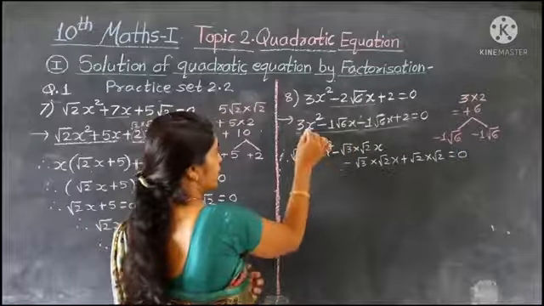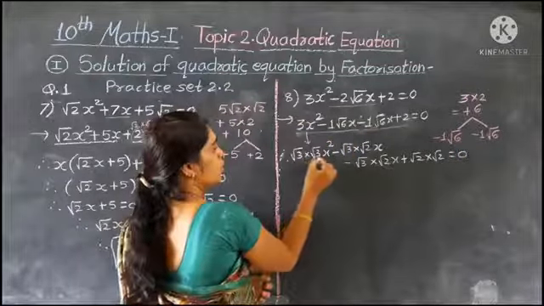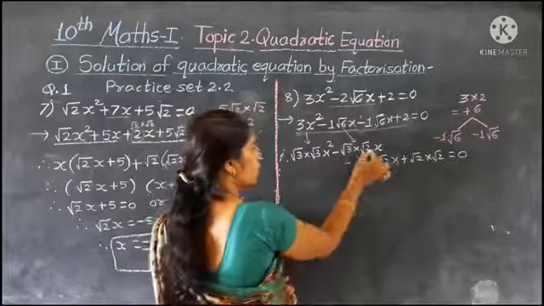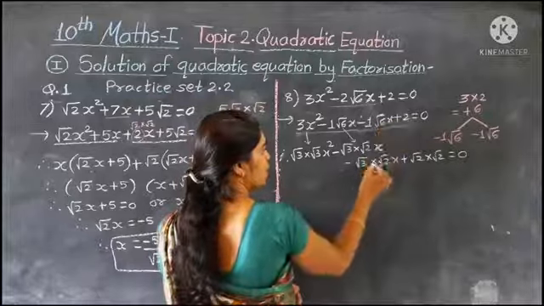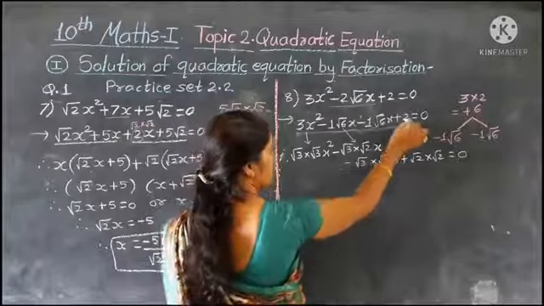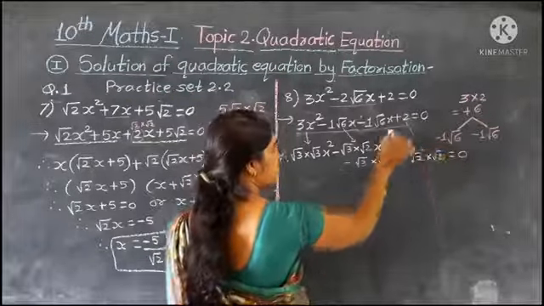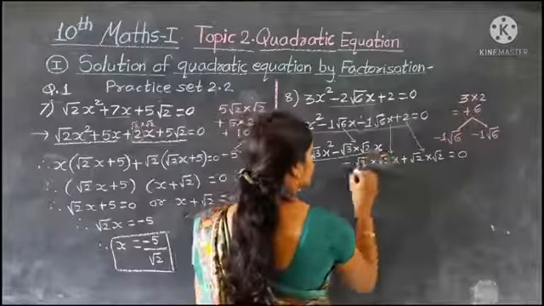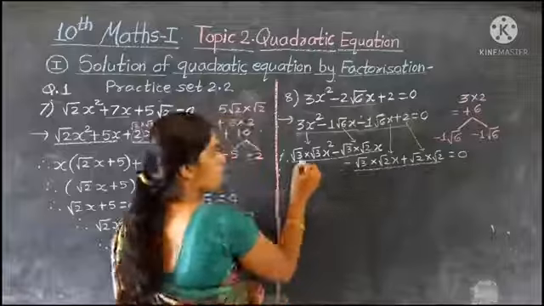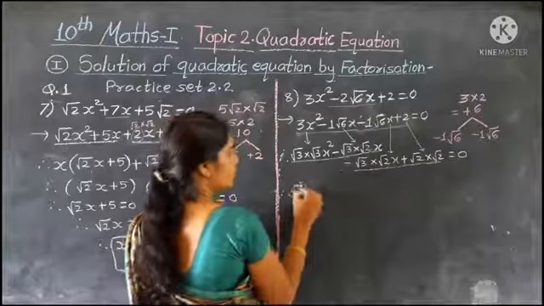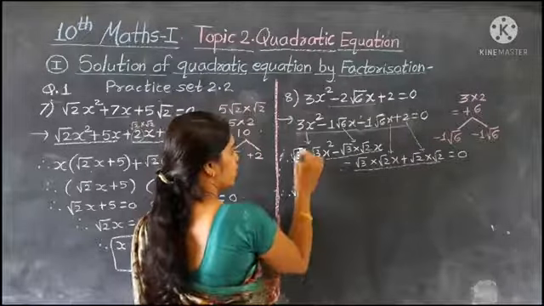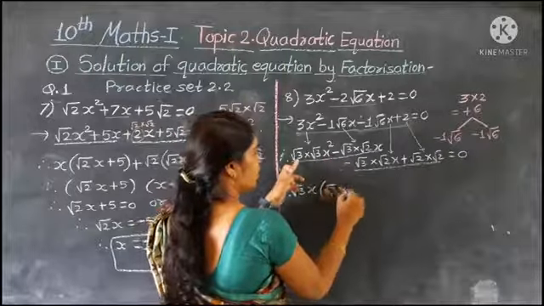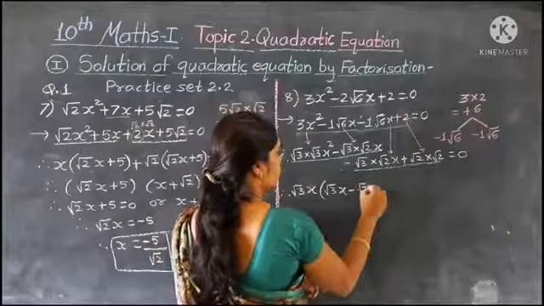See, we write 3x square as root 3 into root 3x square. You write root 6 as root 3 into root 2x. Then root 6 as root 3 into root 2x and 2x. See, okay, understand? Now take common here from these and these. What is common from here? Root 3 is common and x is common. So what remains? Root 3x common. Root 3x minus root 2.